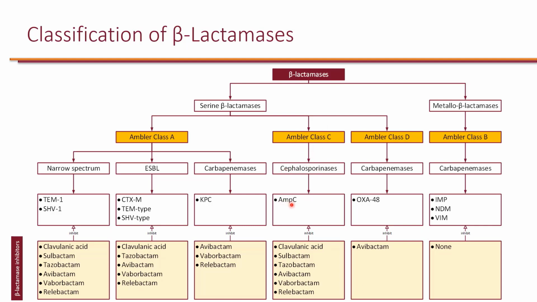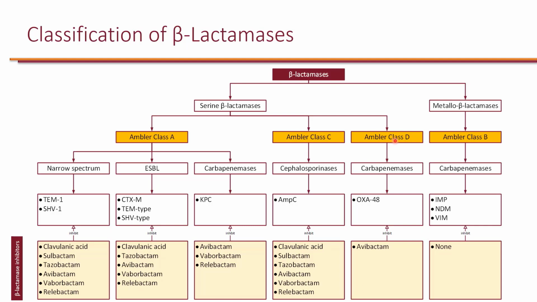Now, Ambler class C, for the most part, is cephalosporinases, AmpC, and they do break down one carbapenem, imipenem, but they cannot break down meropenem or doripenem. And fortunately, many of these beta-lactamase inhibitors can actually inhibit AmpC.